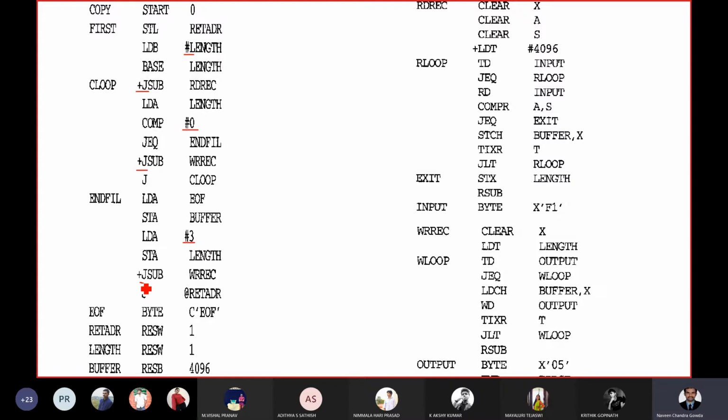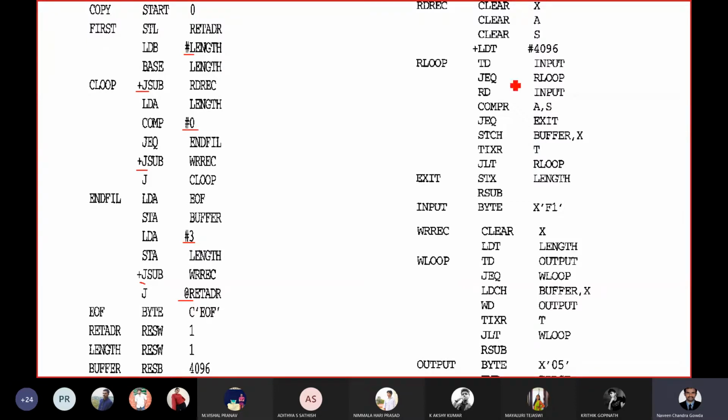I told you many times that if your operand is preceded with the hash, then it is the immediate addressing mode, for which you set n as 0 and i as 1. If the operand is preceded with the at-the-rate symbol (@), it is the indirect addressing mode. So how do you identify indirect instructions? If any operand in the instruction starts with the @ symbol, it belongs to the indirect addressing mode, for which you need to set n as 1 and i as 0.